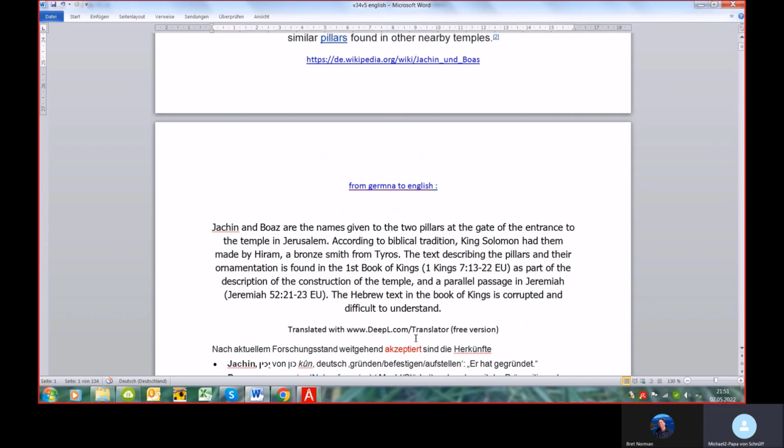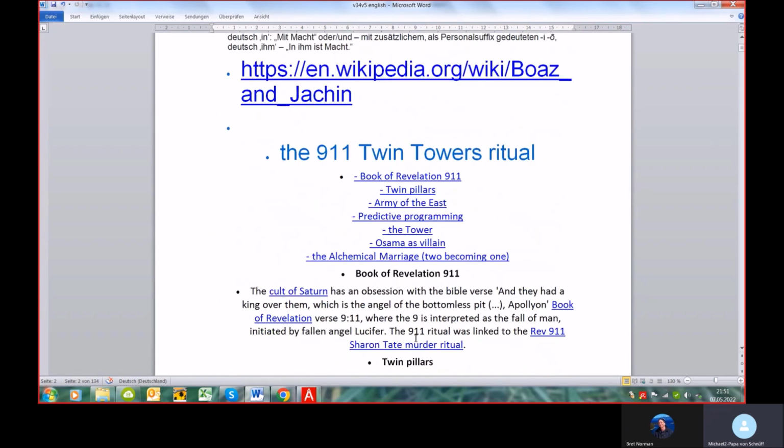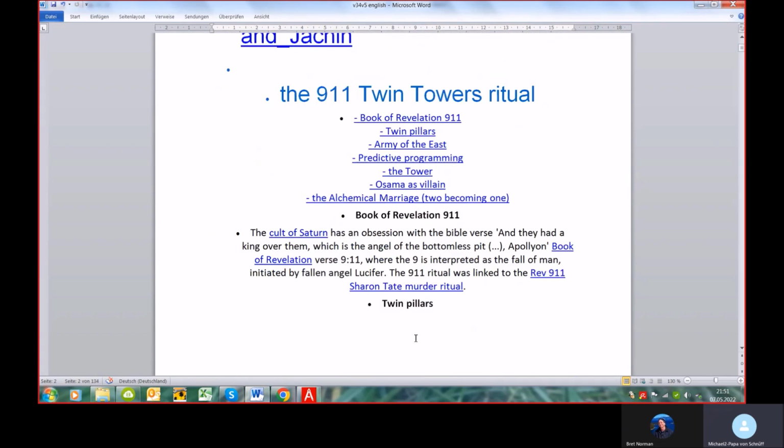But the problem is that this world is rejecting Christ and therefore rejecting God's plan of salvation. And therefore, they don't understand the Bible. They don't take it seriously. And that's the real problem with it. Because everything which has to do with rituals is about religious rituals. Also, the 9/11 Twin Towers rituals have something to do with twin pillars, of course, with the book of Revelation, 9/11, Apollyon, etc.